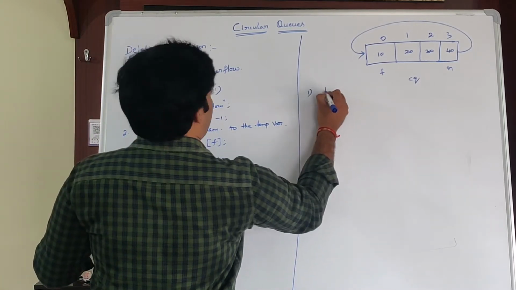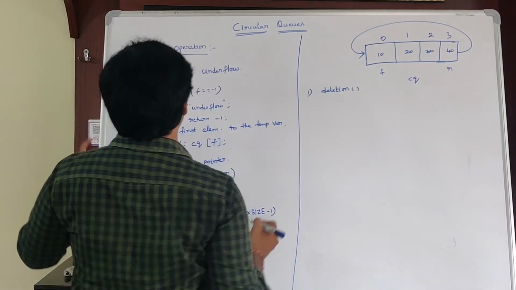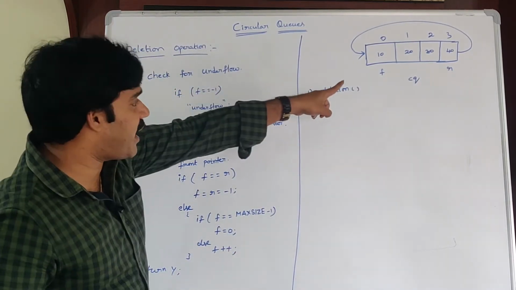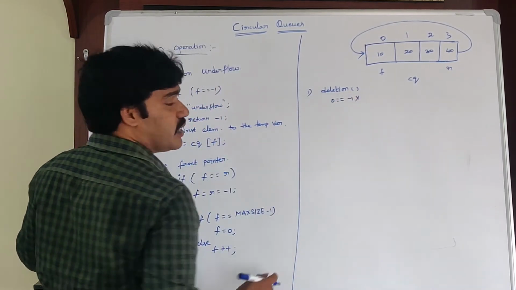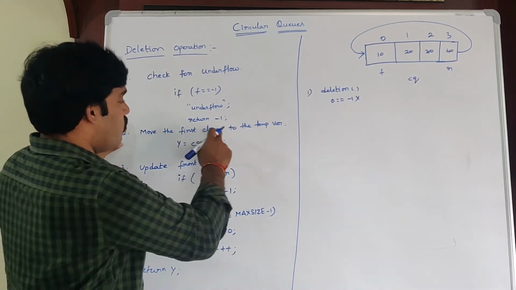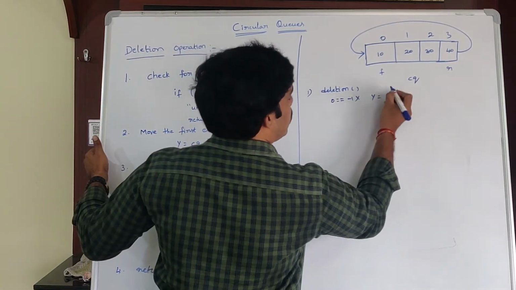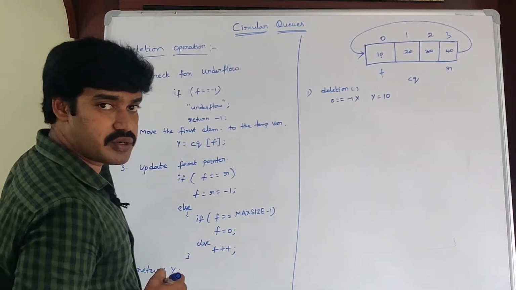Coming to the tracing. Assume that first time I am calling the deletion function. Is F is equal to -1 there? Is 0 equal to -1? No. Condition is false. That means our circular queue is not empty. Coming to the second step. Move the first element. Y is equal to CQ of F means y is equal to 10.